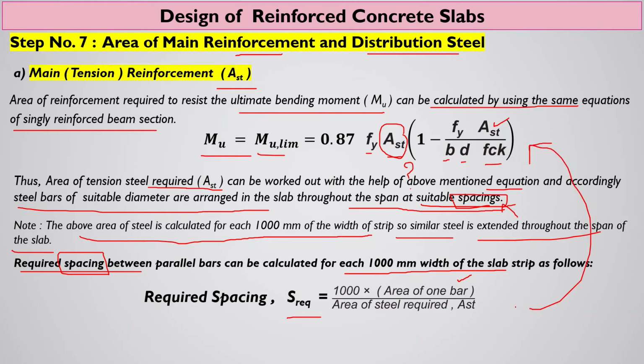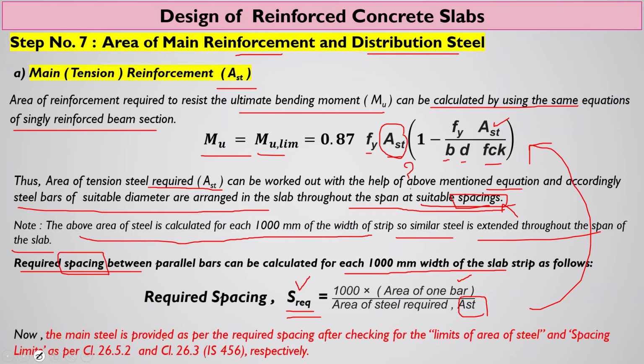That means you have to provide this much area of steel, and this will be the area of 1 bar which you have assumed. And accordingly, using this equation, you will be able to work out how much spacing is required between two parallel bars which you are going to use as tension reinforcement in that strip.